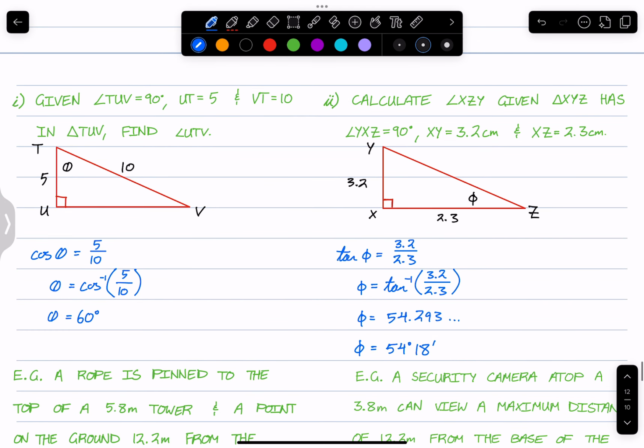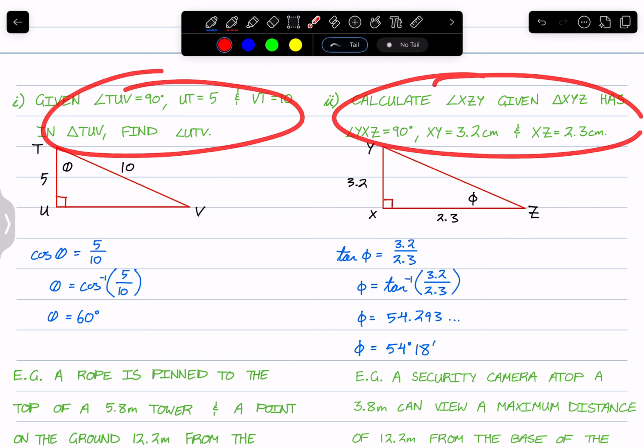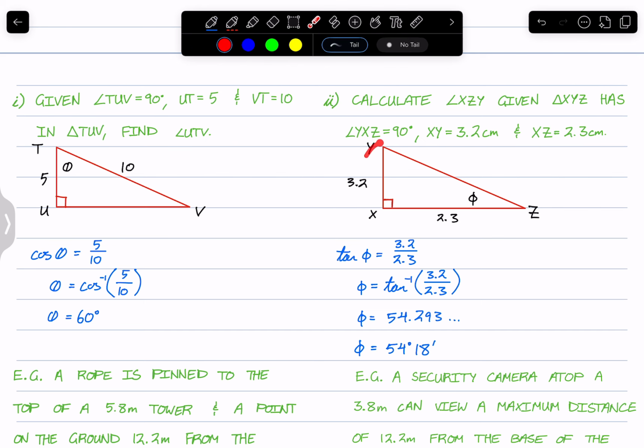And that is the first set of these problems. I hope that's given you an insight into how we can interpret these, in this case rather simple, worded problems into a triangle, and then solving that problem using trigonometry.